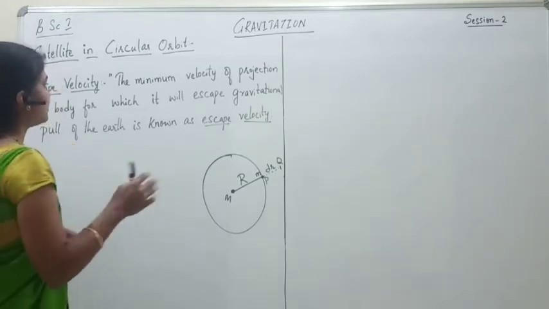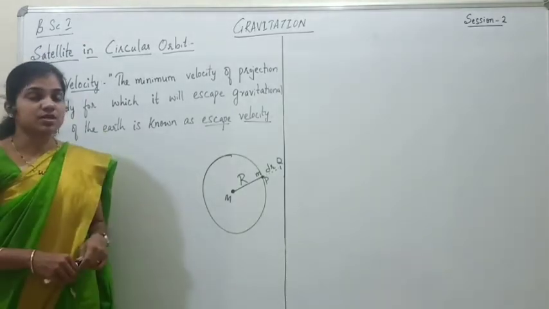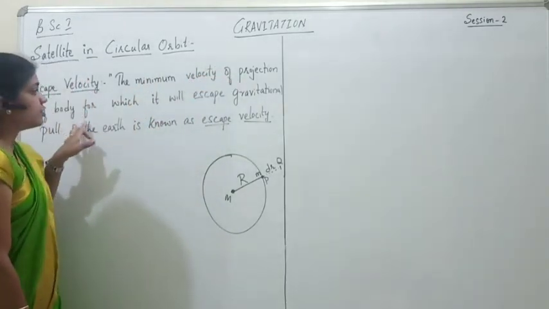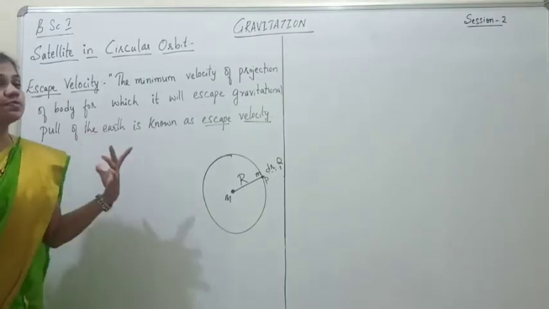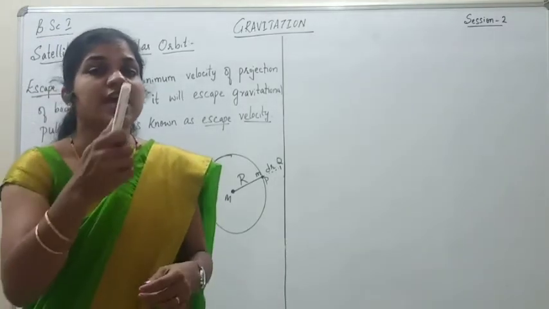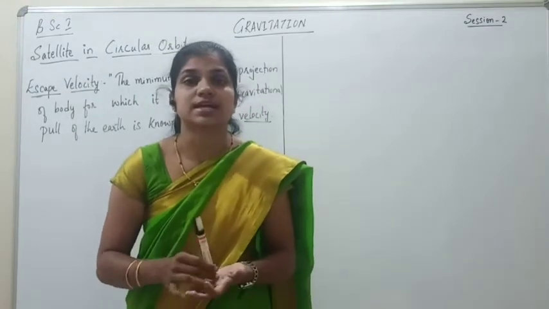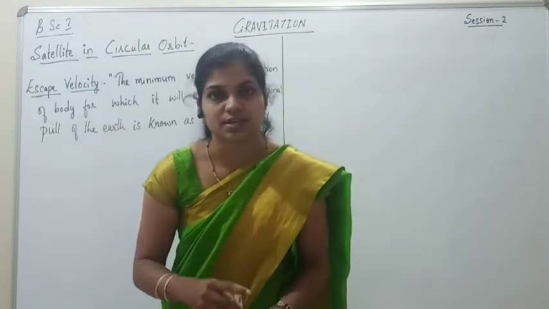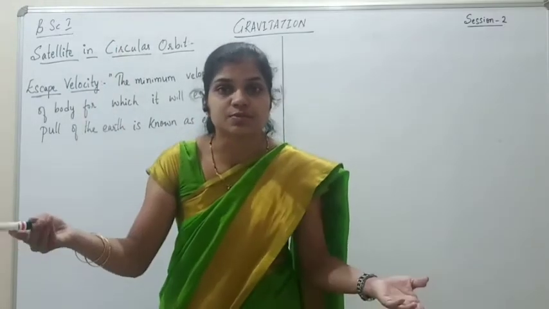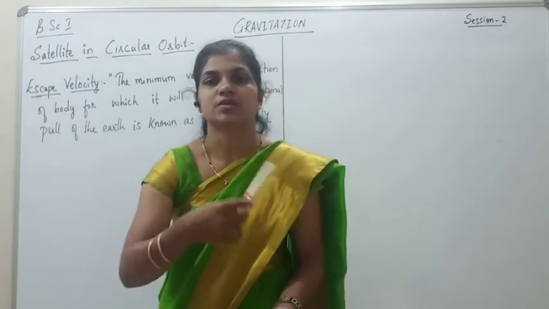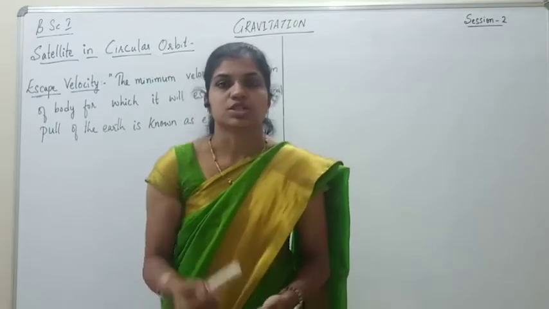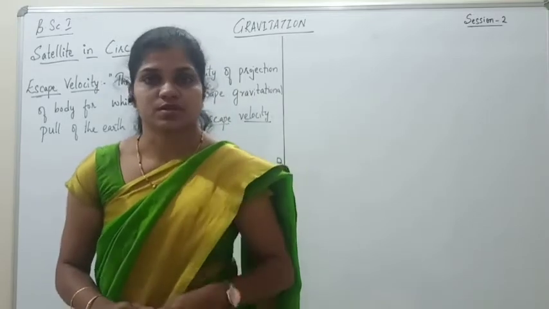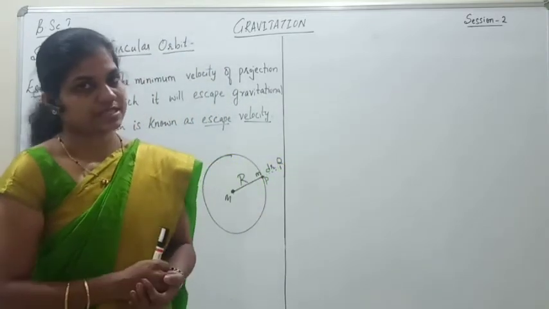Therefore, we define escape velocity as the minimum velocity of projection of a body for which it will escape the gravitational pull of the Earth. Now when we have to launch a satellite, we have to launch it in such a way that it does not fall back down or return back to the Earth. It has to escape the gravitational pull of the Earth and start revolving around the Earth or around the planet. So that minimum velocity which we require is called the escape velocity. Let's find out what is the value of that escape velocity.